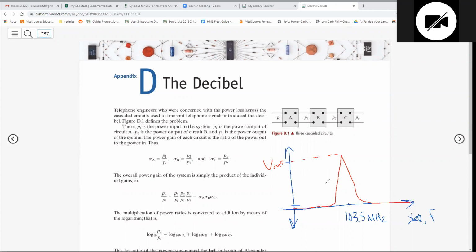But how do we graphically show this? That's what we want to see. We either let 103.5 megahertz flow through, or another example would be in stereo systems. Subwoofers tend to have low frequency devices. You don't put high frequency sound waves through a subwoofer because it's not going to be able to push anything. So how do you do that?